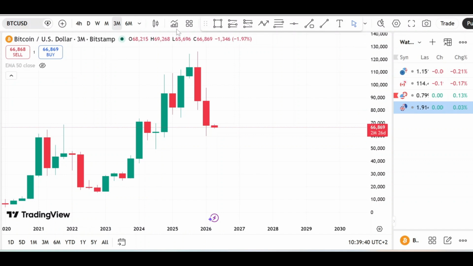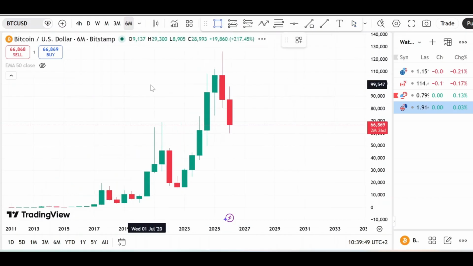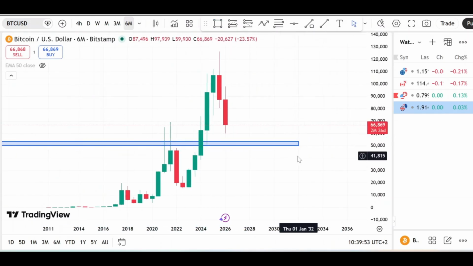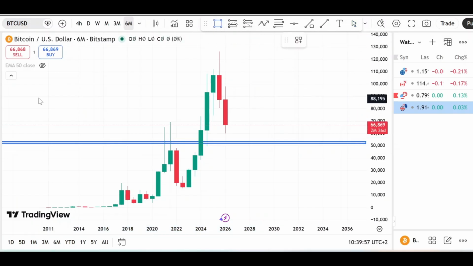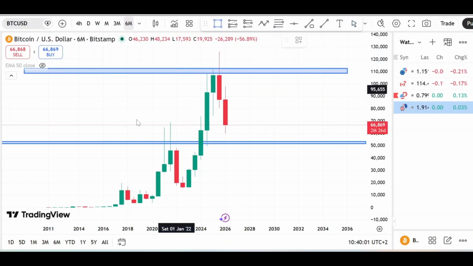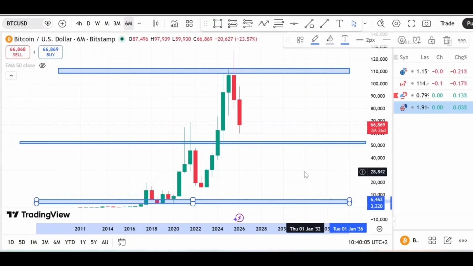Let's start with the BTCUSD. This is a 6-monthly time frame. As we can see here, this is a midway zone. Without further delay, this is the 6-month upper zone, and this is the 6-month lower zone.